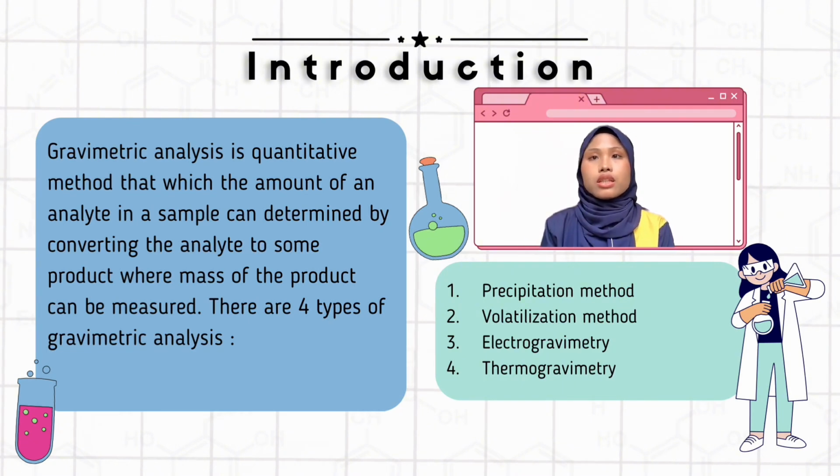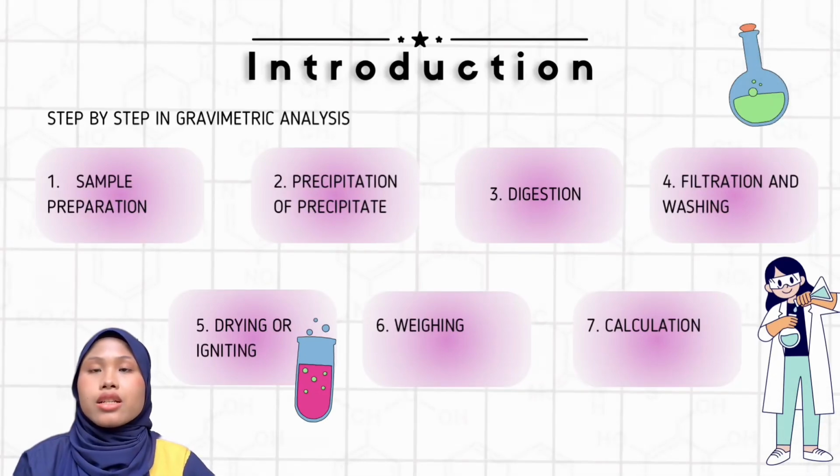Gravimetric analysis is a quantitative method in chemistry. This method helps to determine the amount of a substance, called the analyte, in a sample. It works by converting the analyte into a product whose mass can be measured accurately. There are four main types of gravimetric analysis. First, the precipitation method. Second, the volatilization method. Third, electrogravimetry and thermogravimetry.